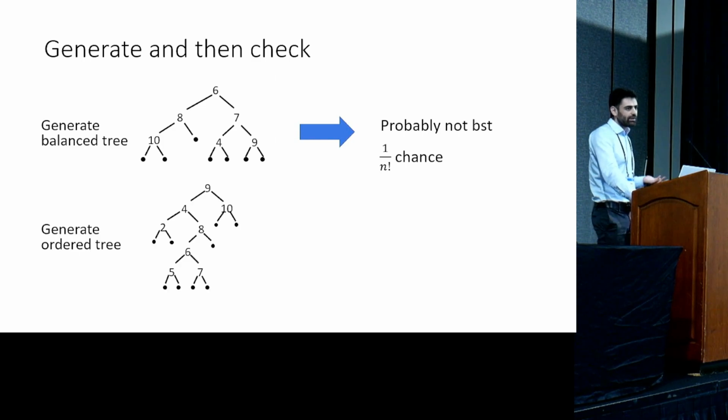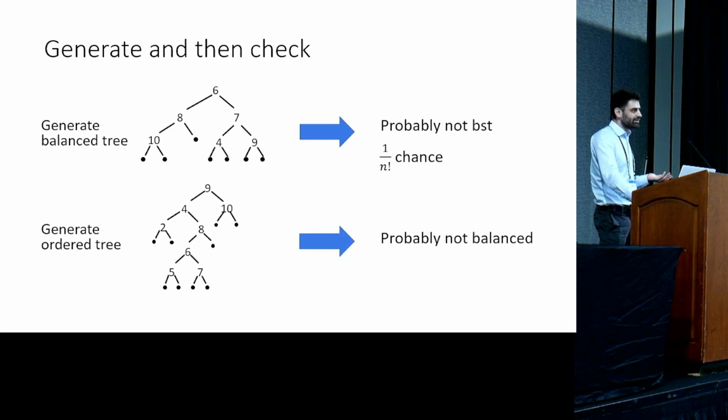We could also go the other way and try to just generate trees that are ordered. So we have that working, and then filter out the ones that aren't balanced. But again, that's going to be pretty unlikely. I couldn't tell you the exact chance, but it's pretty unlikely.